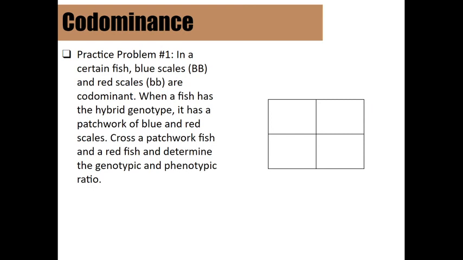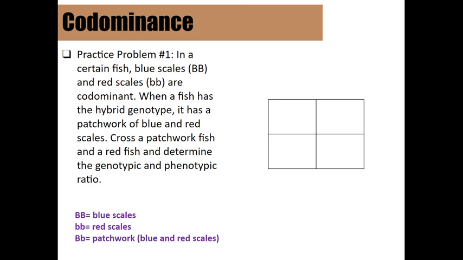So in certain fish, blue scales, big B, and red scales, little b, are co-dominant. So when a fish has the hybrid genotype, it has a patchwork of blue and red scales. So cross a patchwork fish and a red fish and determine the genotypic and phenotypic ratio. So we know that big B is going to equal blue scales, little b is going to equal red scales, and big B, little b is going to be our patchwork of a mixture between blue and red scales.